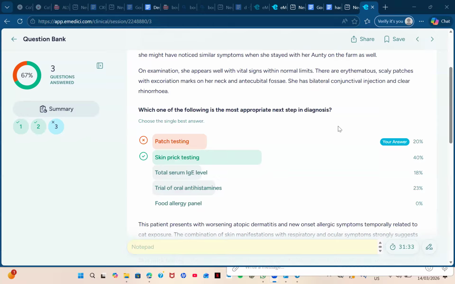Tell me, doctors, because these are very high yield topics. So you should know, what is the skin prick test used for? To identify immediate or type 1 hypersensitivity reactions, right? So we all know immediate hypersensitivity reactions mean what? IgE mediated allergies, IgE mediated sensitivities, right, doctors?